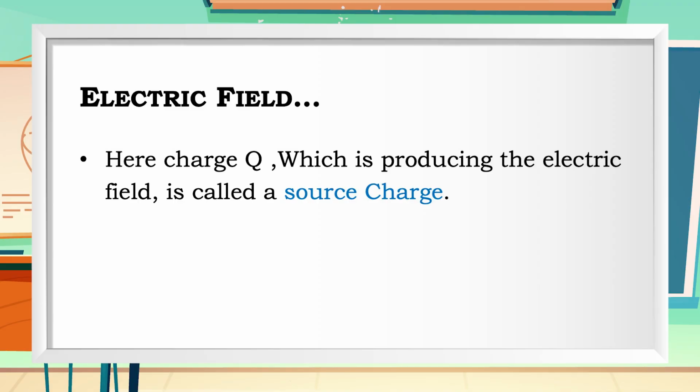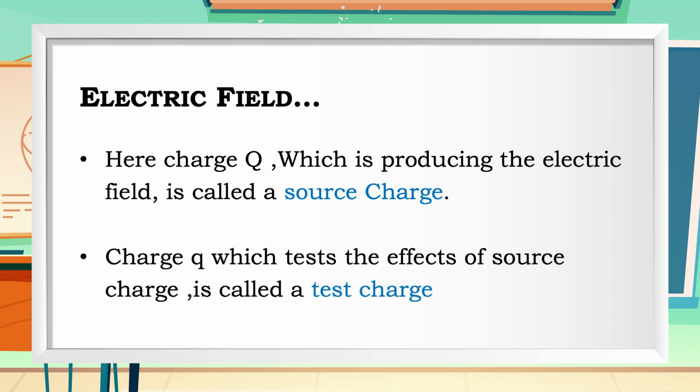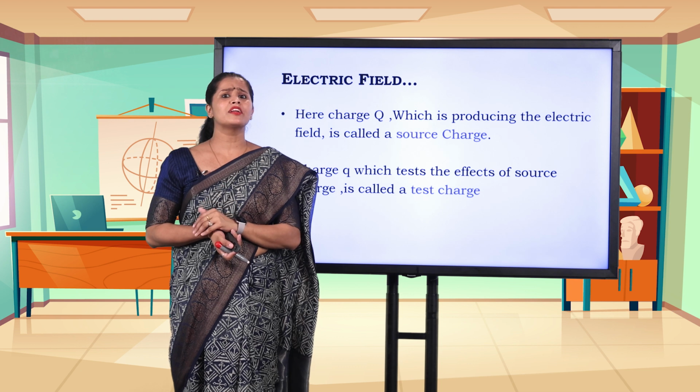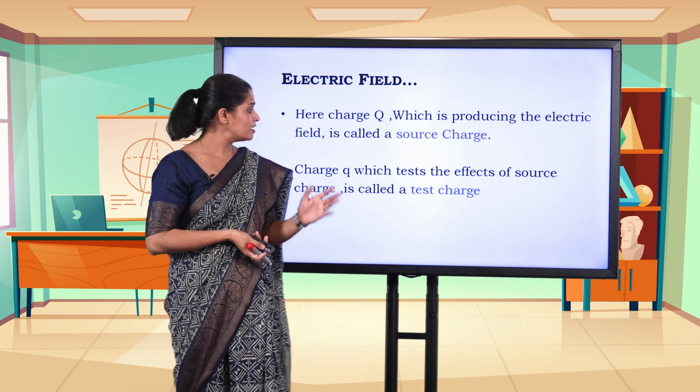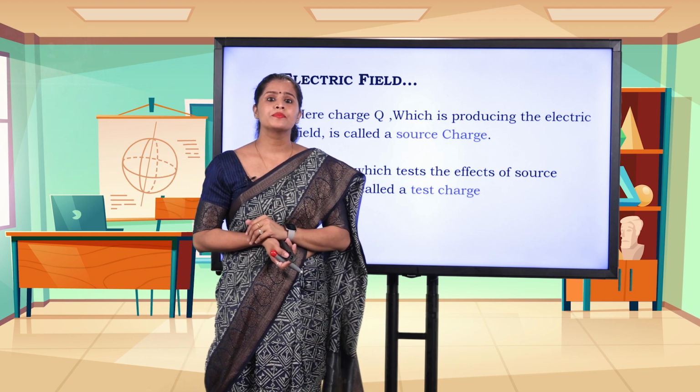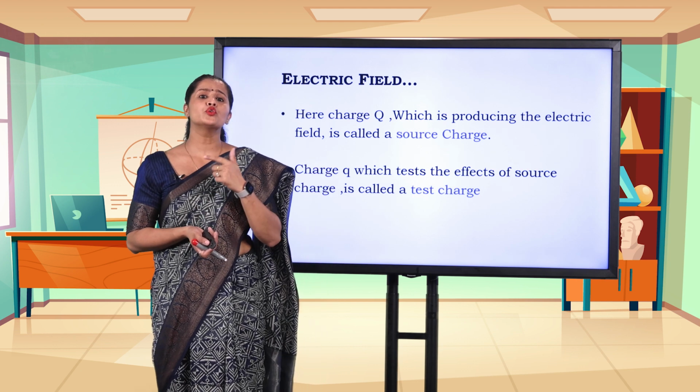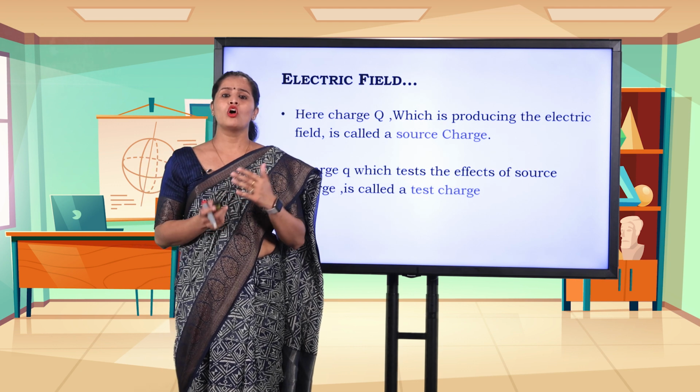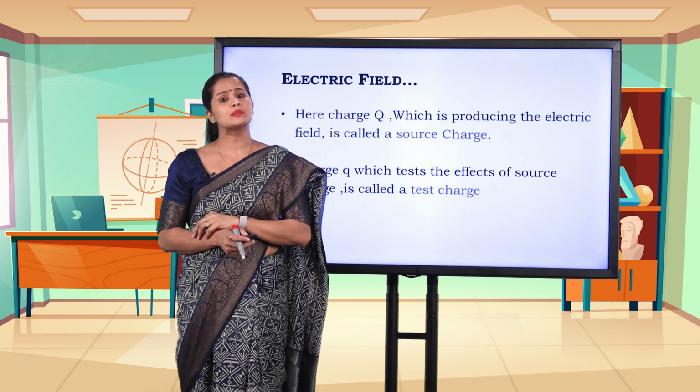The charge capital Q which is producing the electric field is the source charge, and the charge small q is called the test charge. But will there be electric field even when there is no test charge? Yes, the field due to Q is independent of the presence of the test charge small q.